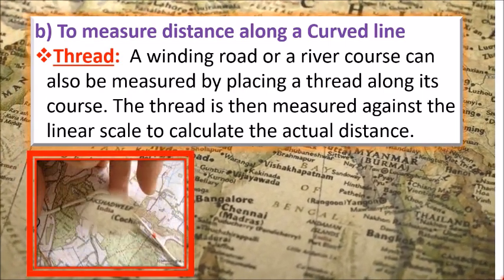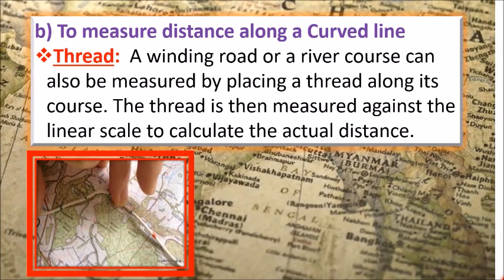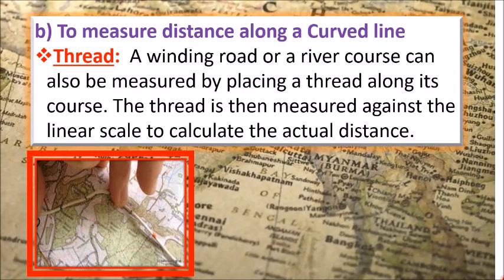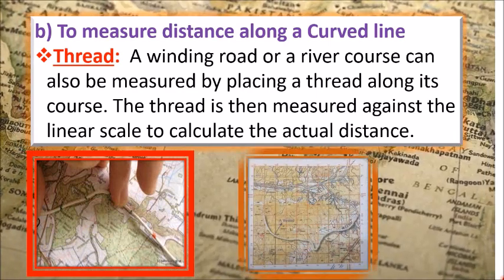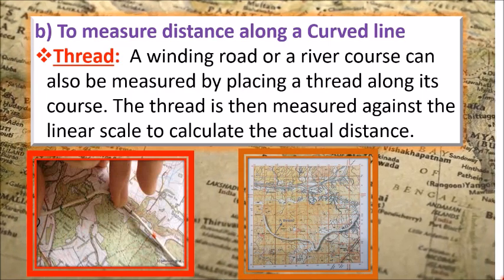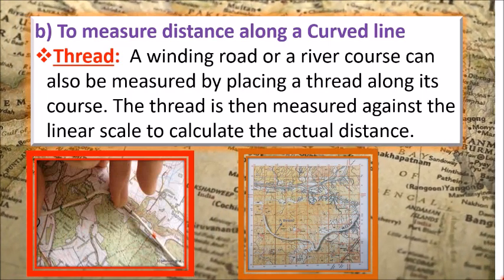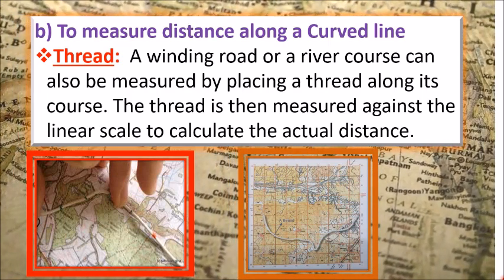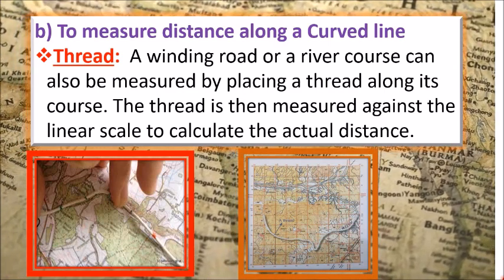It can also be done with the help of a thread. A winding road or a river course can also be measured by placing a thread along its course. The thread is then measured against the linear scale to calculate the actual distance.